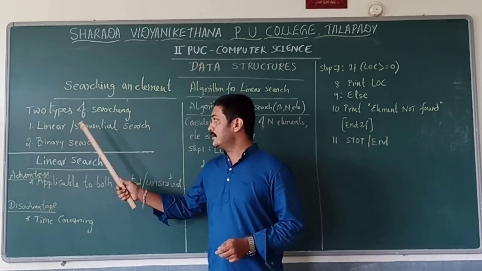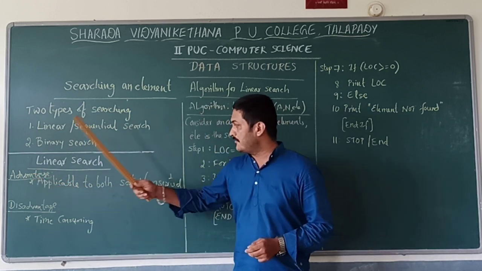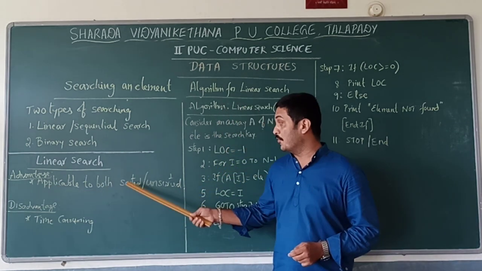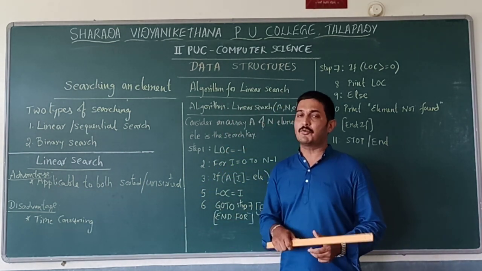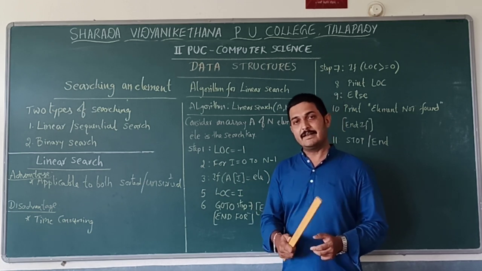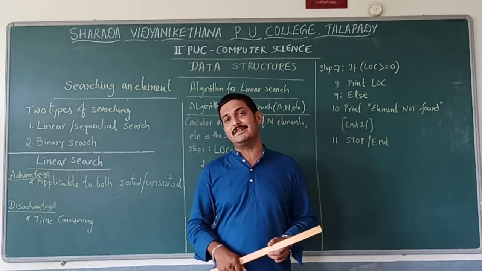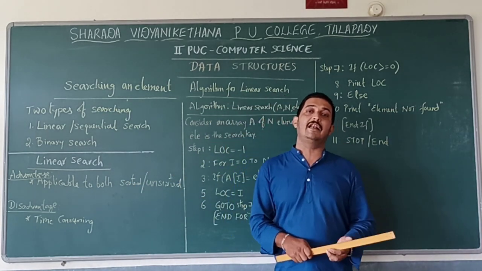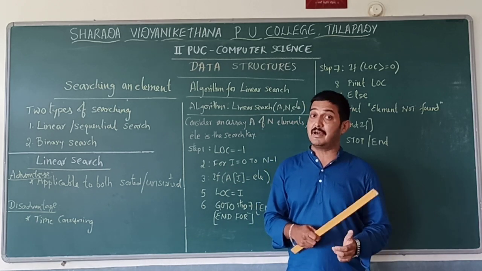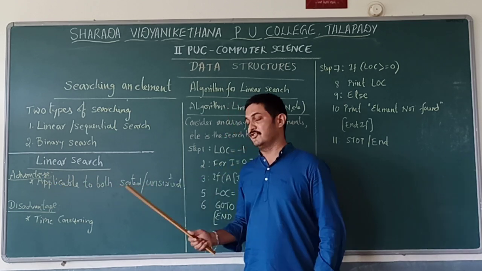Under linear search, there are some advantages and disadvantages. The advantage is that it is applicable to both sorted and unsorted lists. In a sorted list, we search from the 0th element to the element whose value equals the search key. In an unsorted list, we search from the 0th element to the last element, or we can say n minus 1 element. These are the advantages of linear search.